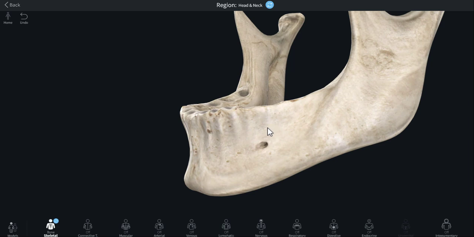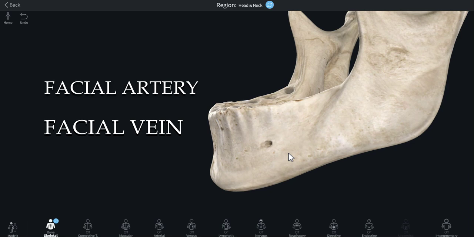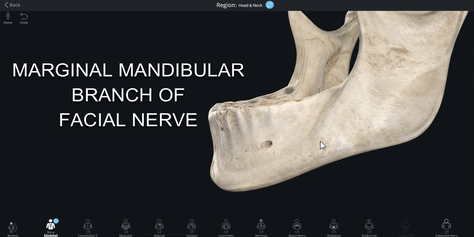You see, the oblique line, laterally it is quite visible, I feel like. Behind this oblique line, somewhere over here, this surface of the body of the mandible is related to two more structures, or rather three more structures if you may. What are those three more structures? Firstly, the facial artery, the facial vein, and what we call the marginal mandibular branch of the facial nerve.